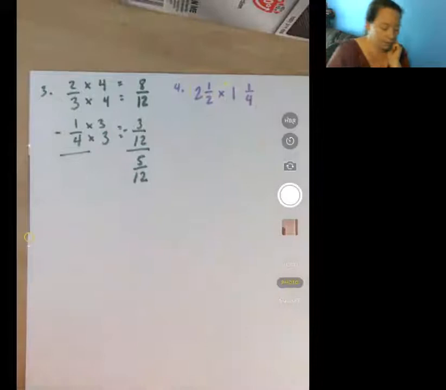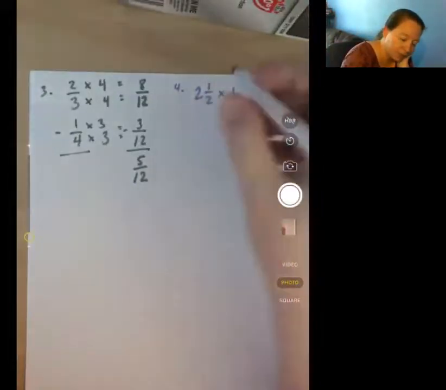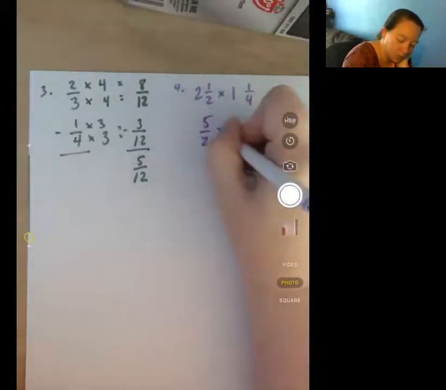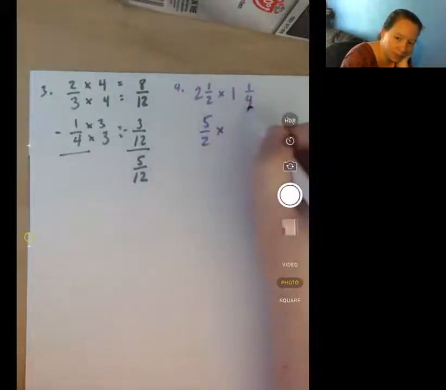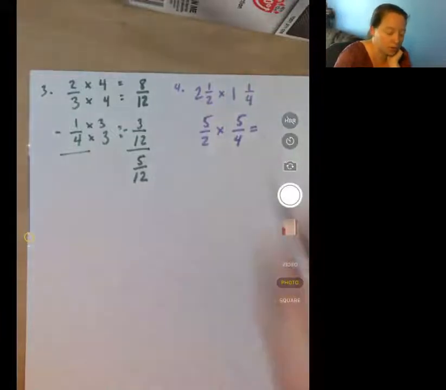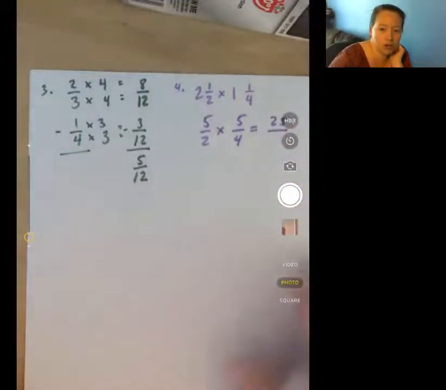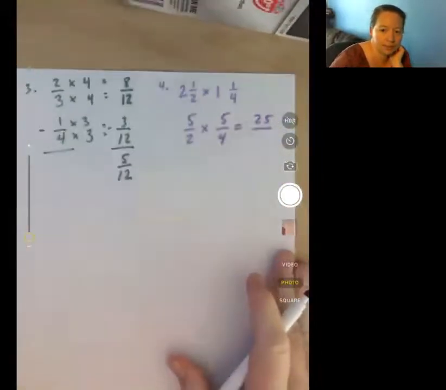Okay. So 2 times 2 is 4, plus 1 is 5 over 2, times 1 times 4 is 4, plus 1 is 5 over 4. Remember, whole number times the denominator, add on the numerator, put it all over the denominator. We've done this before. So let's try this. 5 times 5 is 25. 2 times 4 is 8.